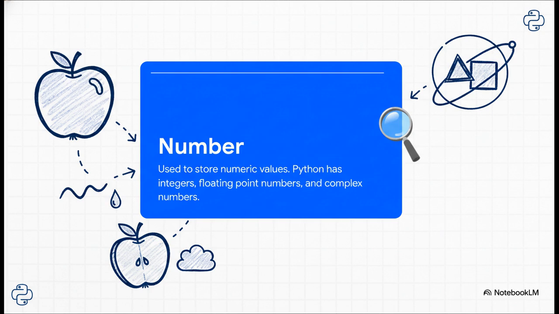Python usually breaks them down into three types. You've got your integers, which are just plain old whole numbers. Then you have floating point numbers, or floats, which are just numbers with a decimal point. And yeah, for all you math and science wizards out there, it even supports complex numbers.